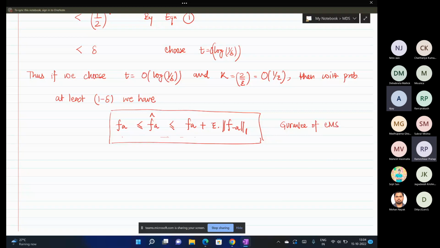Count-Min Sketch algorithm. So any doubt? Yes or no? Like if you missed any point, just let me know. Or if you understood, just say yes.